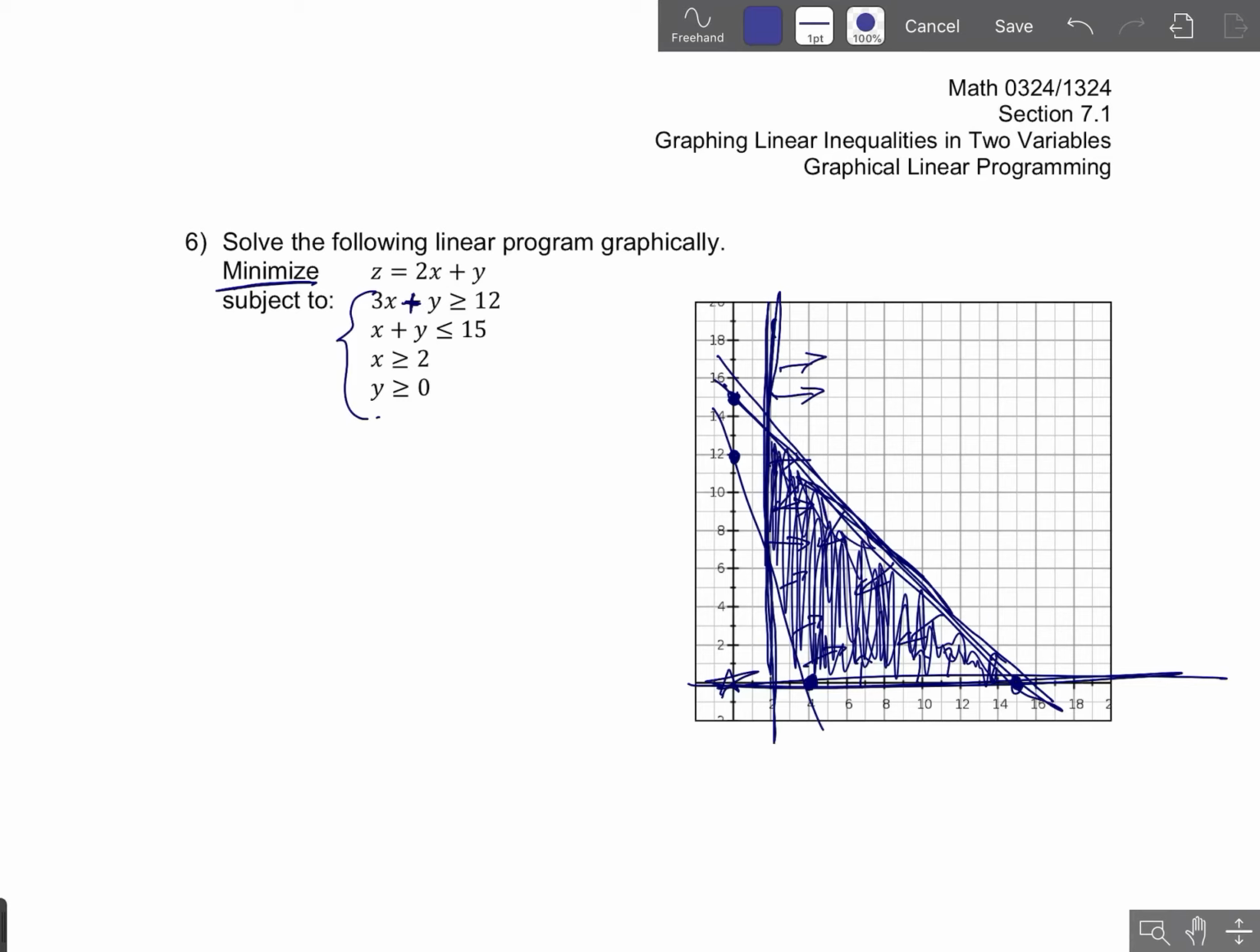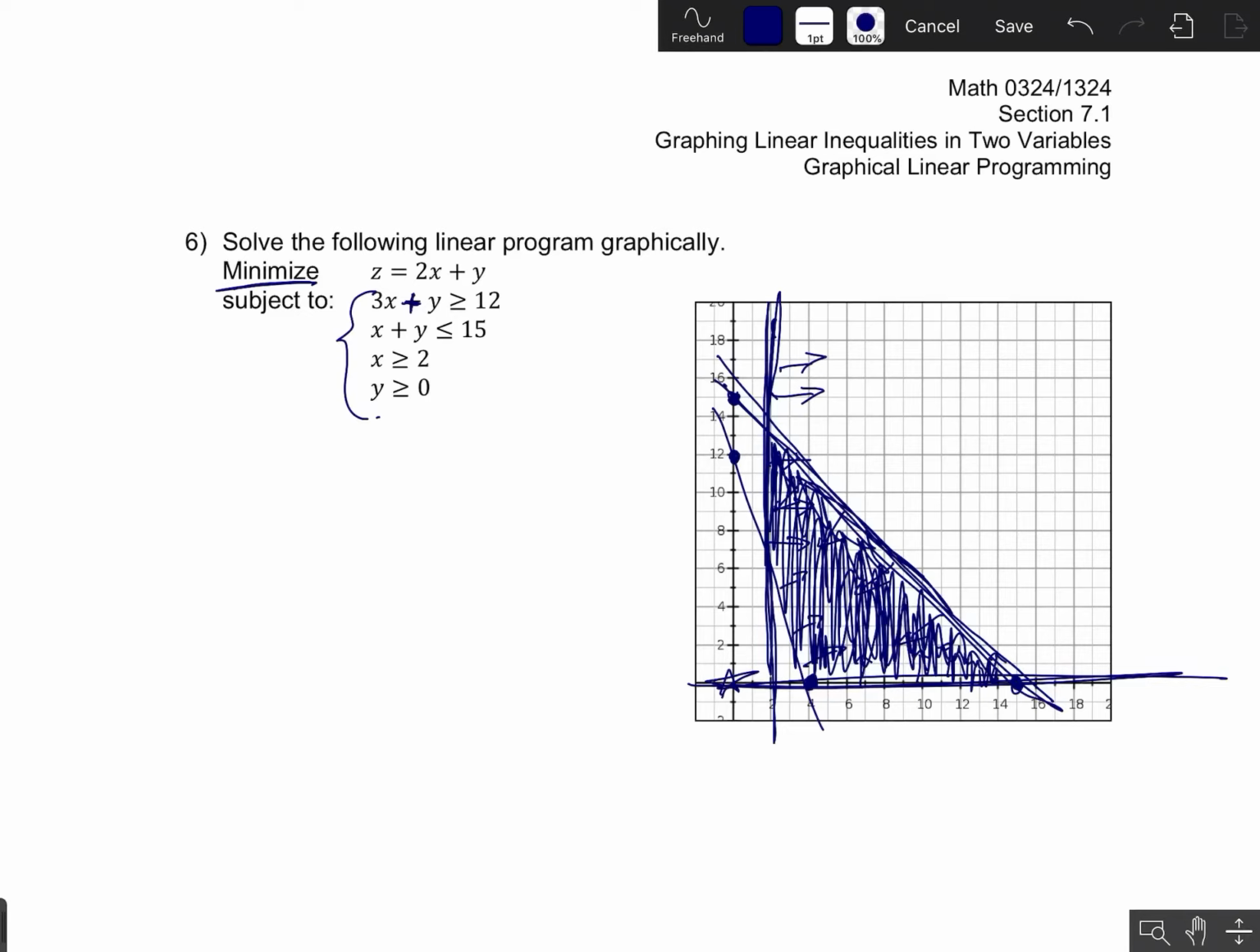And again, you might just guess this region based on the fact that it's bounded by all four of those lines. But this is what's called the feasible region. So we've now found the feasible region. Now we need to decide what the corner points are. And we know a lot of the corner points.